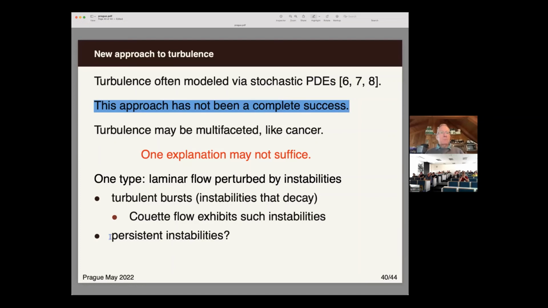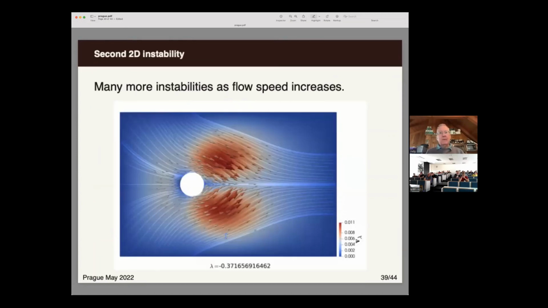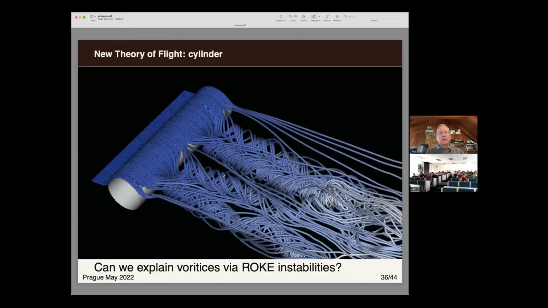I've not seen persistent instabilities, but maybe they exist. It's an interesting question what this is, which we'll get to real soon, we hope, to explain: is that a persistent instability or what?